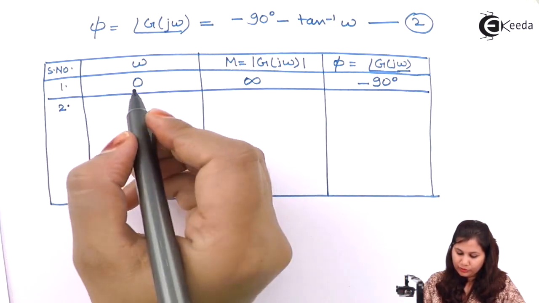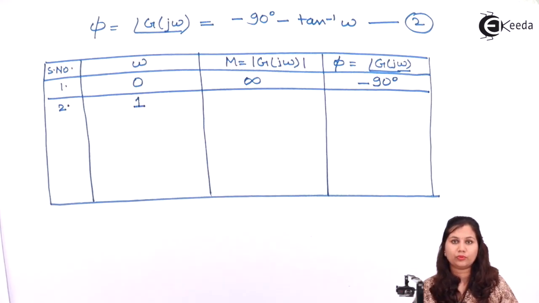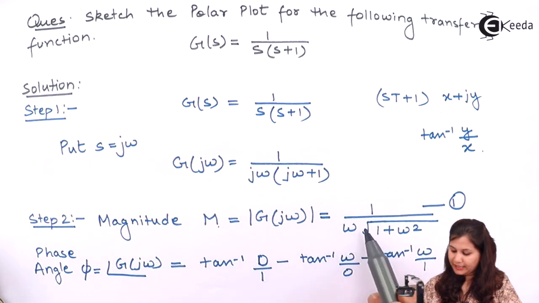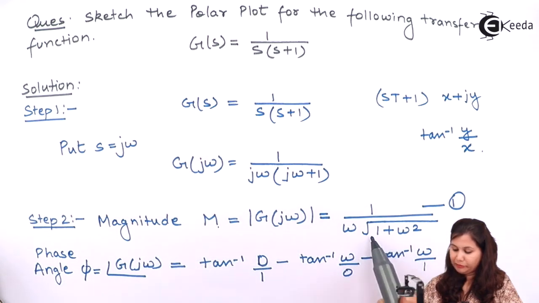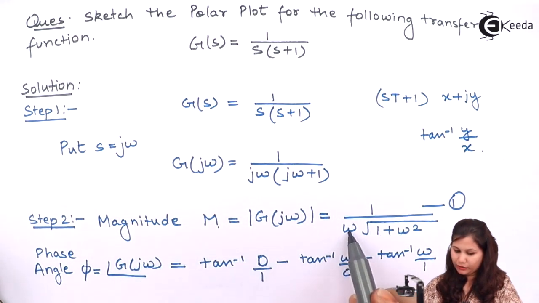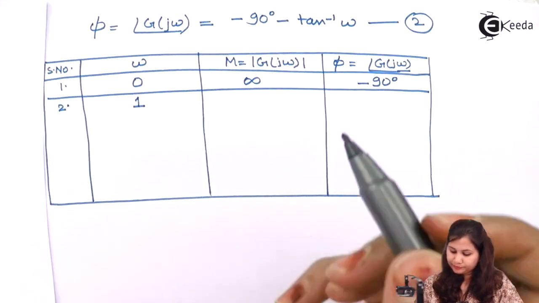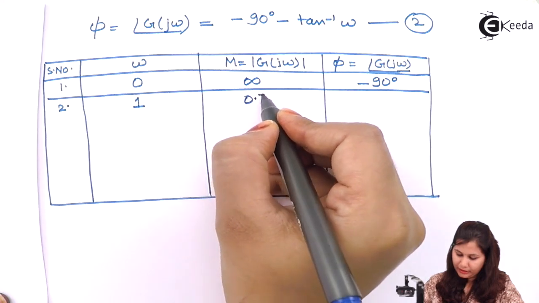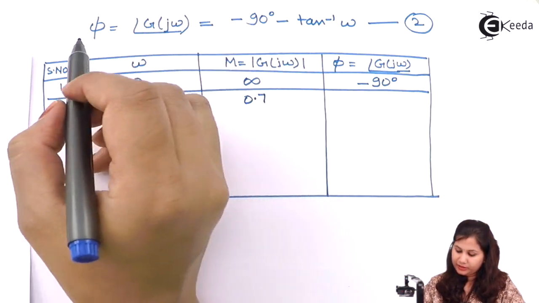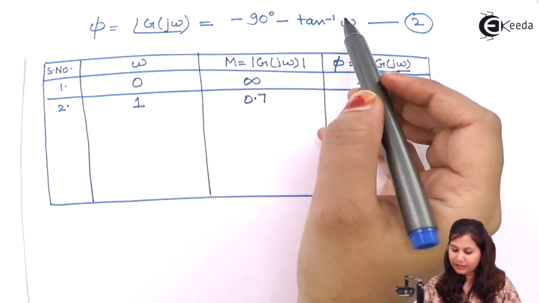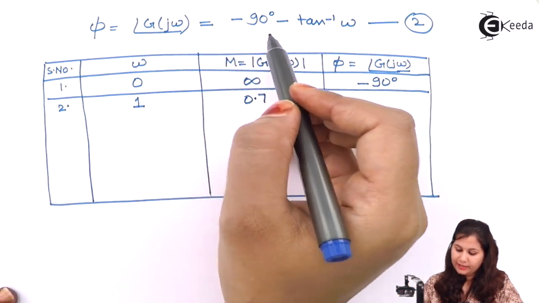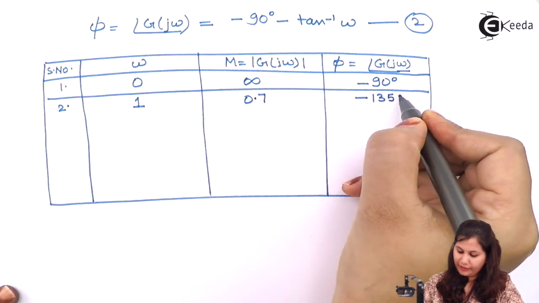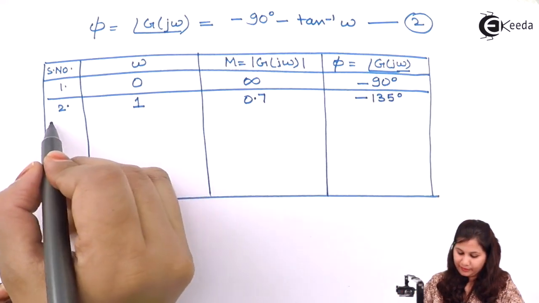Now for the second value, let's take omega equals 1. In the first equation, putting omega as 1, 1 plus 1 gives under root of 2, so 1 by root 2. The value of magnitude will be 0.7. In the second equation, putting omega equals 1, the phase angle will come out to be minus 135 degrees.